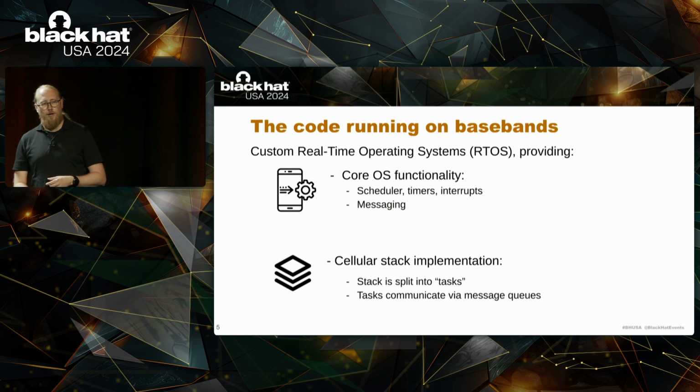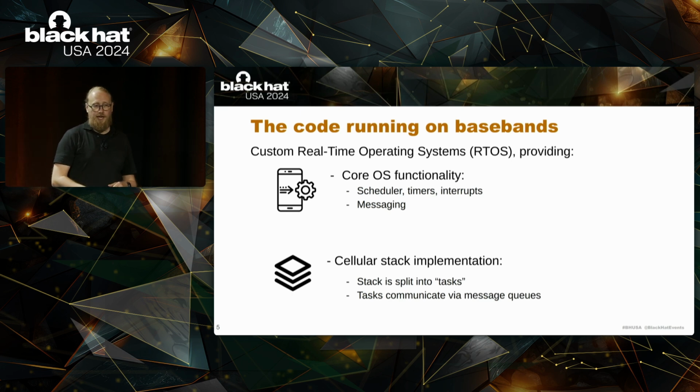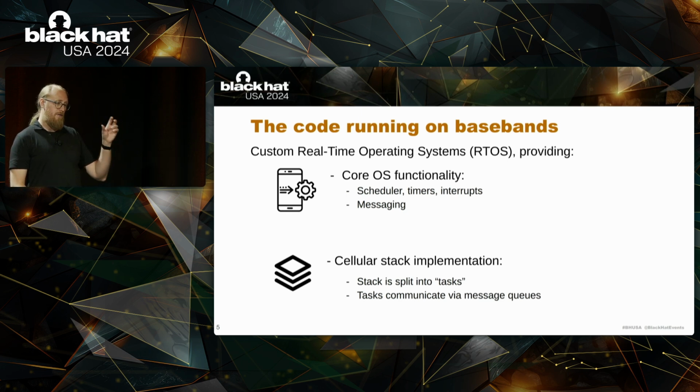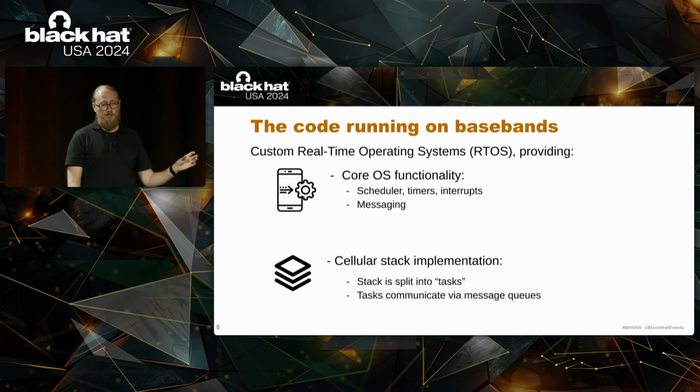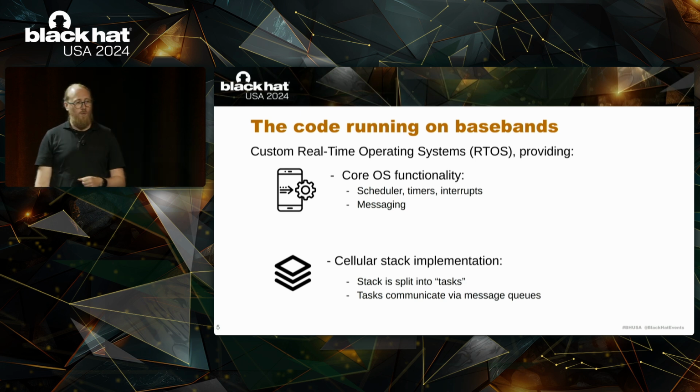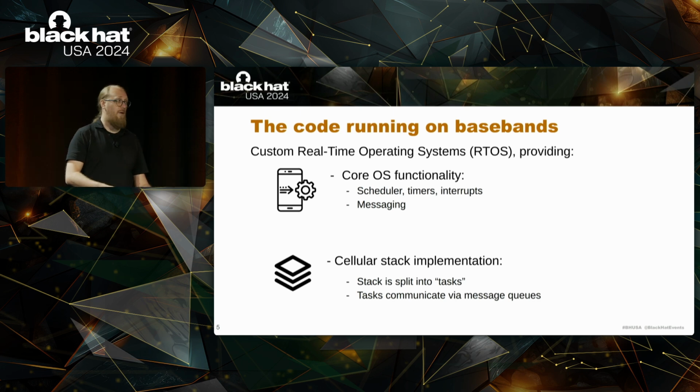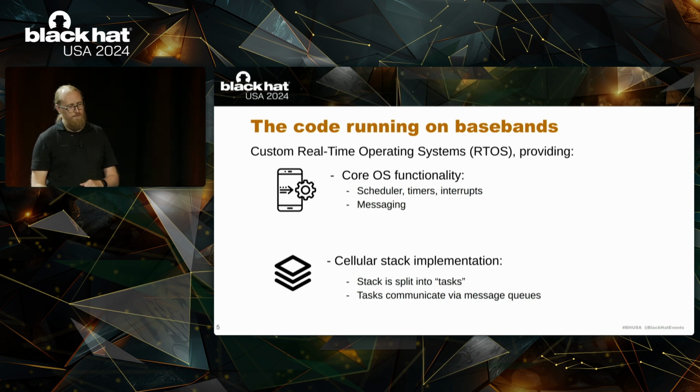Then the firmware running on the CP implements large chunks of the cellular stack. For doing so, what we see is that the cellular stack is split into different tasks, and these tasks communicate with each other using the message queues provided by the operating system. So messages which come in over the air to a cellular baseband will be dispatched by the different tasks and passed across the different stack layers by traversing the message via the tasks.